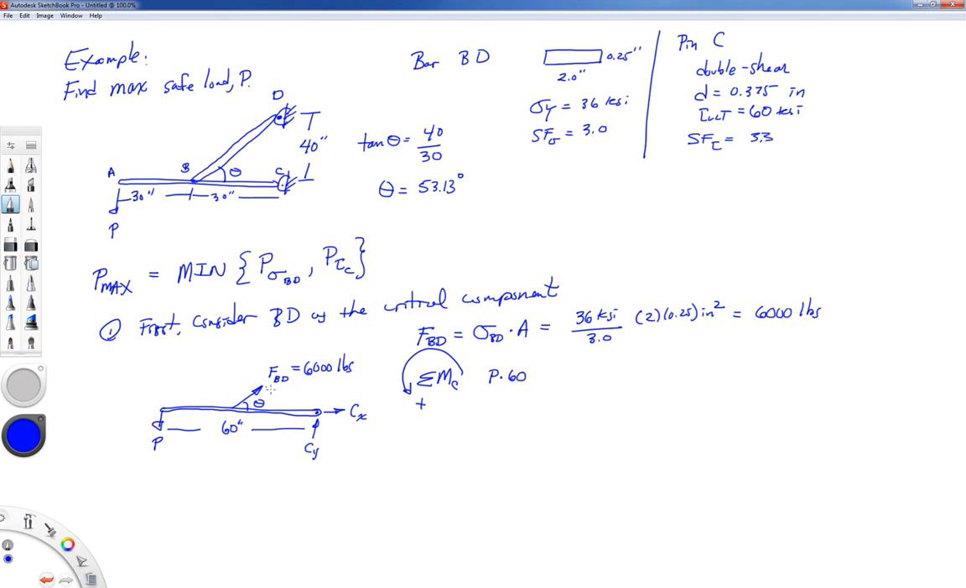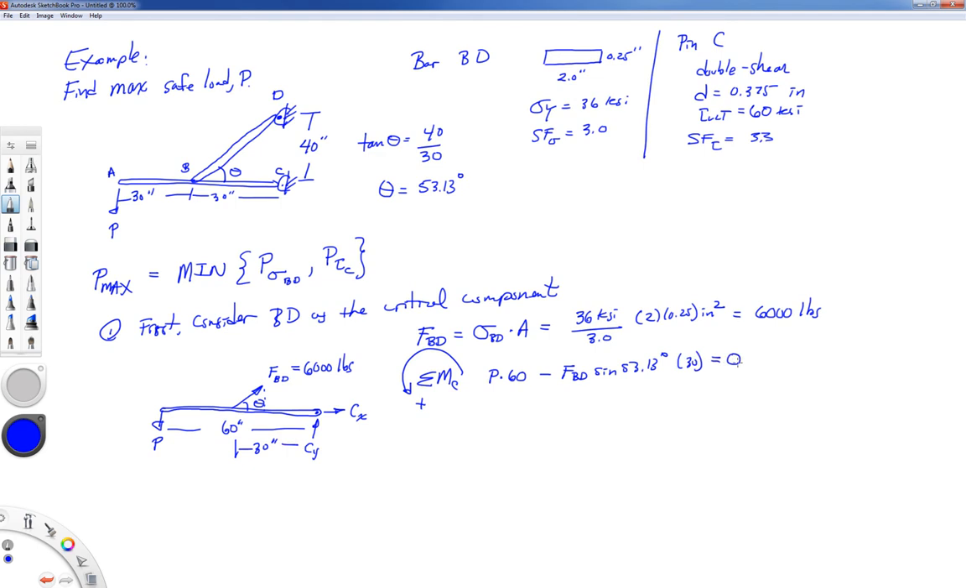I need to take a component of the force in the vertical direction. I'll have minus FBD sine theta times the distance of 30 inches to point B, equal to 0 for equilibrium.